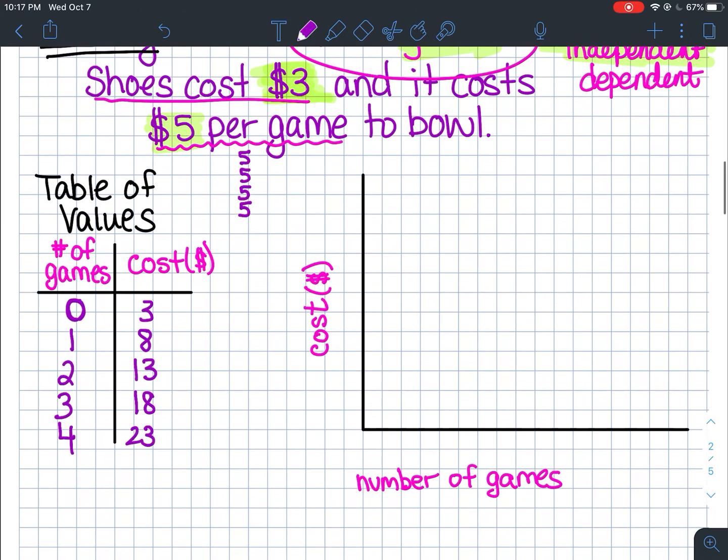That's called a table of values. And now we can take that table of values and we can graph it. Okay, so number of games is on the bottom. Remember, I always start my graph at 0. Now I need to make a scale, which obviously I'm going to go up by 1s, but I'm just going to skip a line just to space it out.